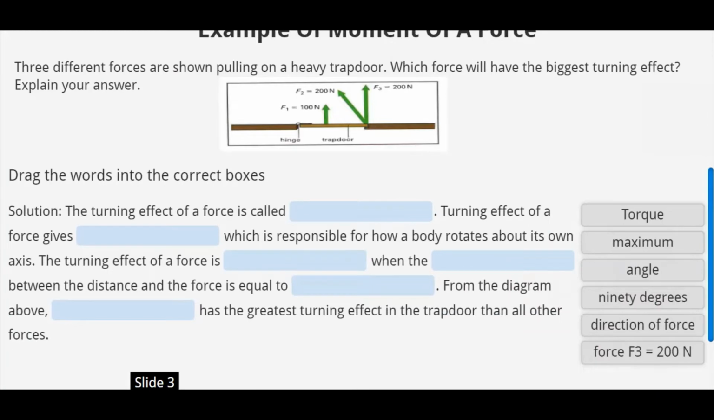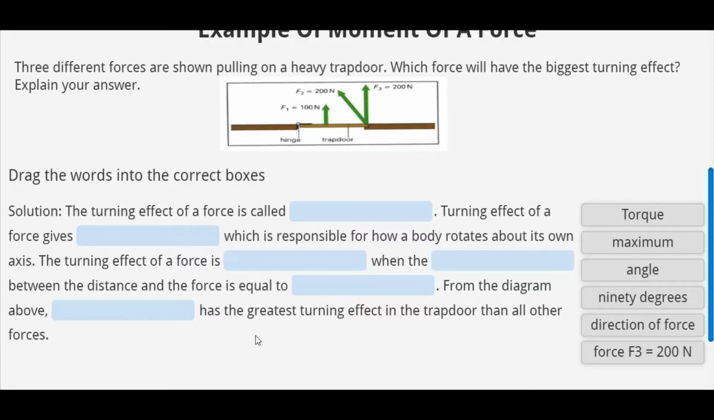Now, let's get to the example of moment of a force. The three different forces are shown, pulling on a heavy trapdoor. Which force will have the biggest turning effect? Now, we are going to drag the following words on my right here into the following boxes to show which one of them is correct.